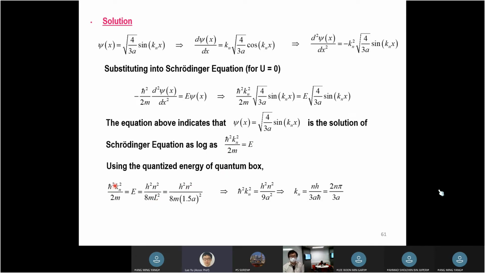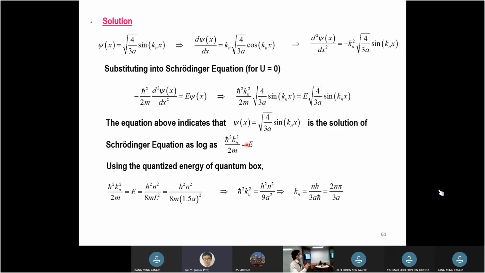So if you equate Kn to this, you can directly write Kn as a function of this: Kn equals nh divided by 2a h bar. H divided by h bar is 2 pi according to the definition, so Kn in this case is n pi divided by a. Otherwise, here you can only express Kn as a function of E.